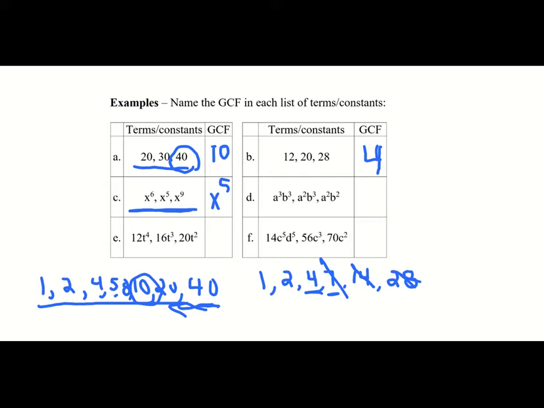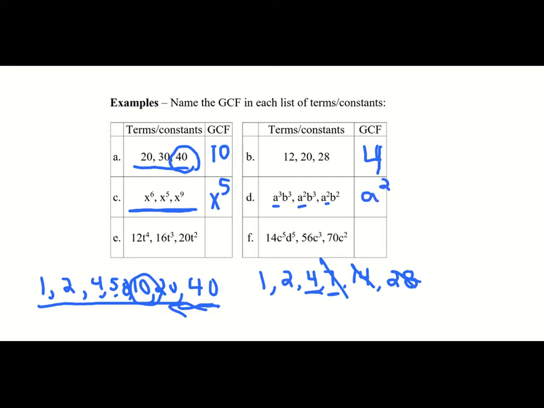For D, they all have an a and a b in each term. So we have a cubed, b cubed for the first term, a squared, b cubed for the second term, then a squared, b squared for the third term. And what you want to look at is each individual or unique variable. For my a's, what's the lowest power that we have? We have a cubed, a squared, and a squared. A squared is the lowest, so I'm going to choose that for my GCF.